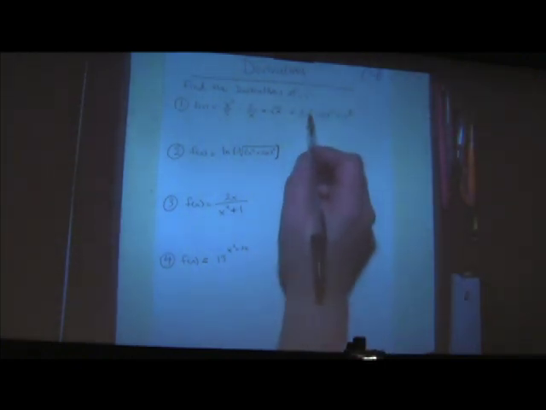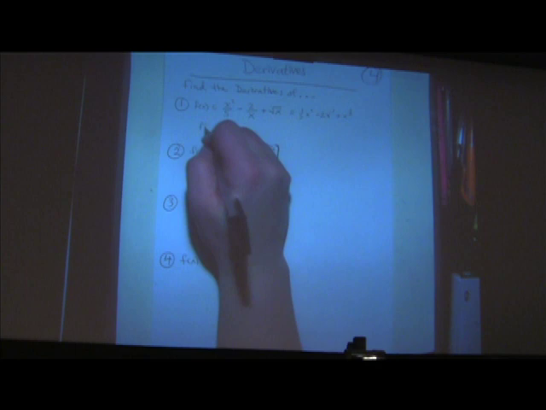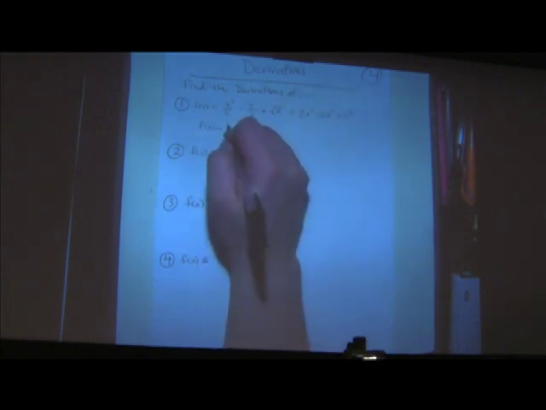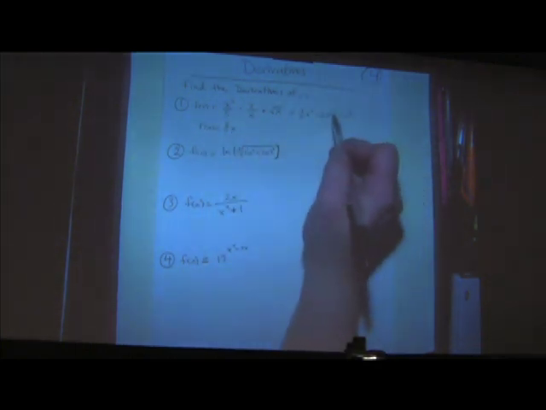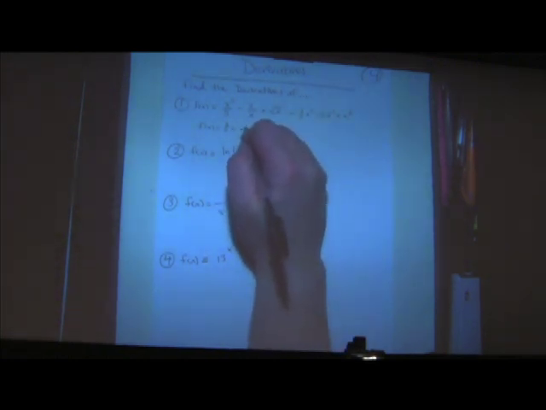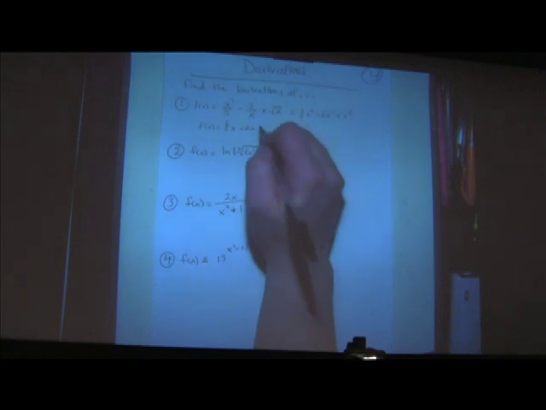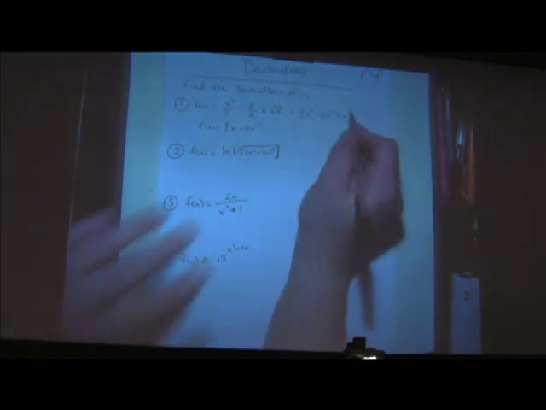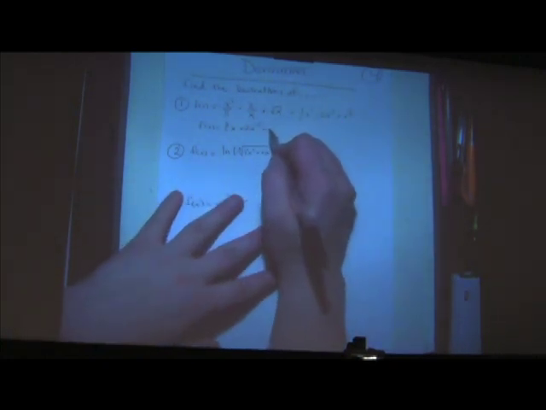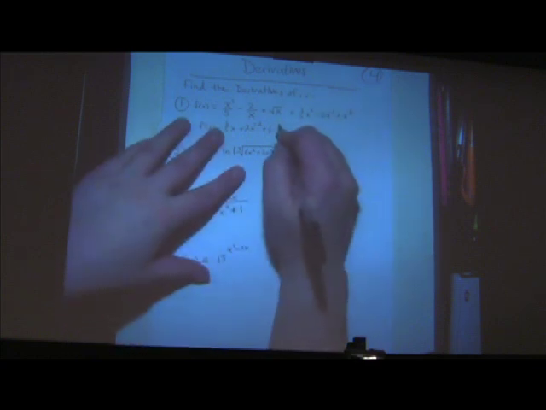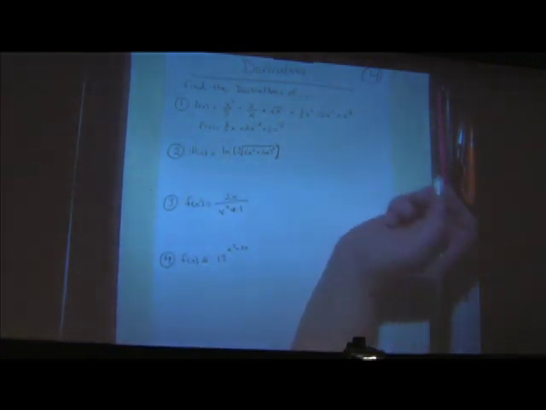So this one, the 2 will come down. So we would have 2x. This negative 1 would come down, so we would have a negative 2x to the... What's the negative 1 minus 1? Minus 2. This 1/2 would come down, so that I would have a 1/2 x to the negative 1/2. Is that okay?